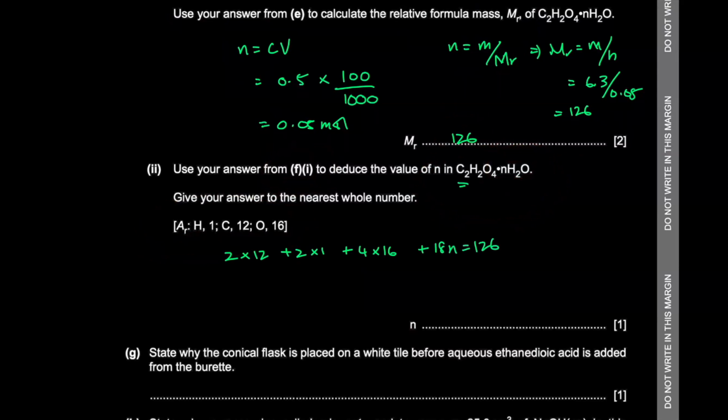So all we got to do is we have 24 plus 2, which is 26, plus 64, which is 90, plus 18n is equal to 126. So 18n is equal to 36. So n is equal to 2.